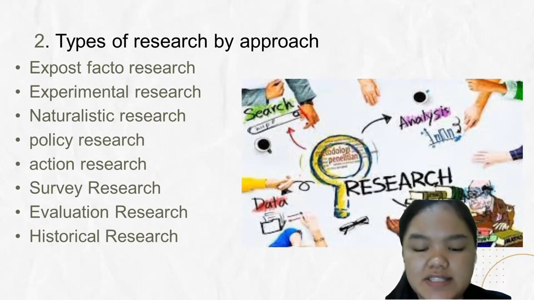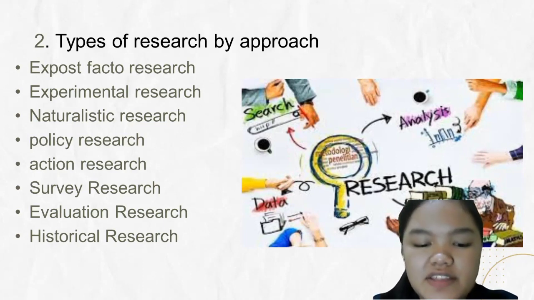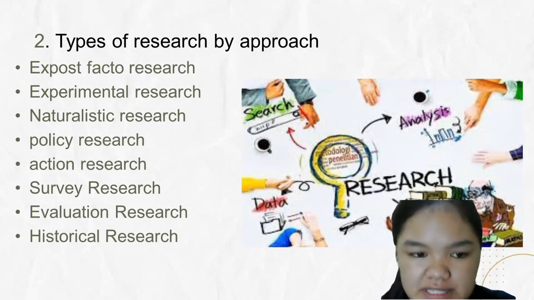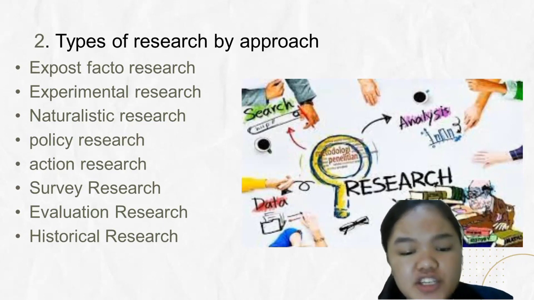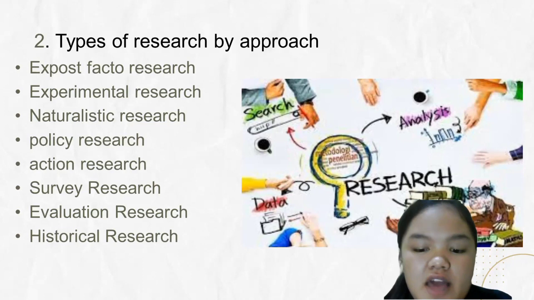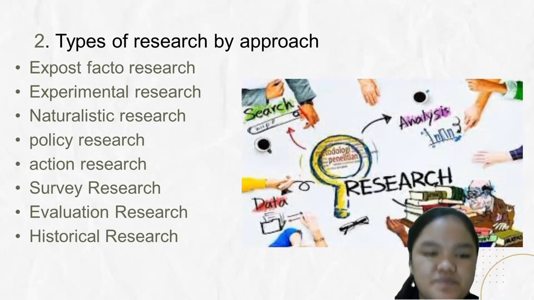The fourth one is policy research. Policy research is a study of something or an analysis of social issues that arise so that its findings can be recommended to the decision maker to act practically in solving problems. Next, action research. Action research is focused on local problems that occur in local conditions so that results are obtained not for the development of science.